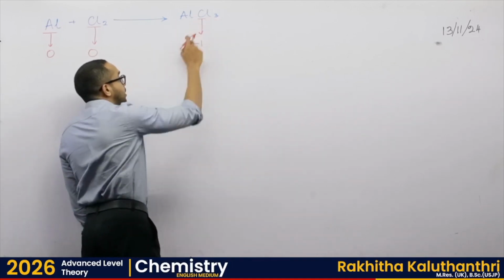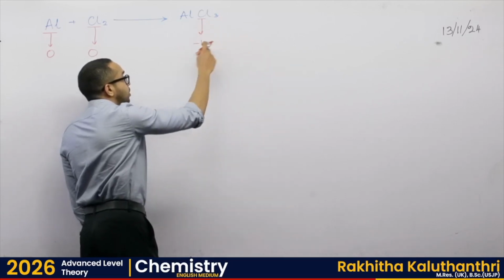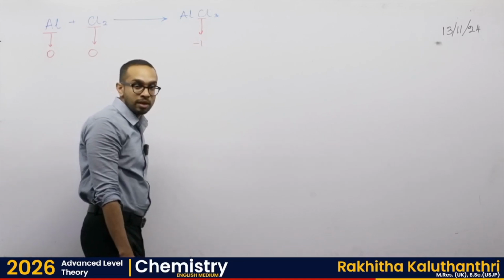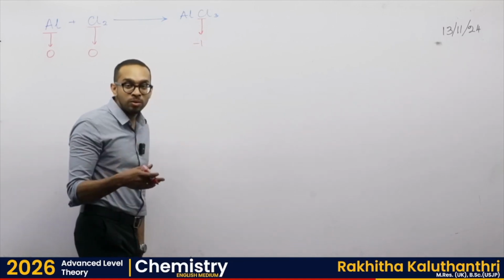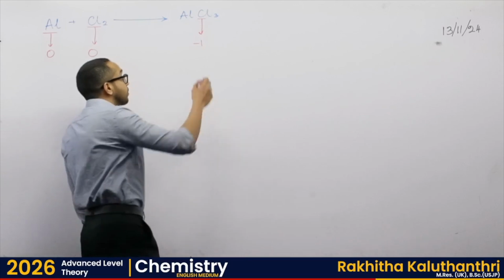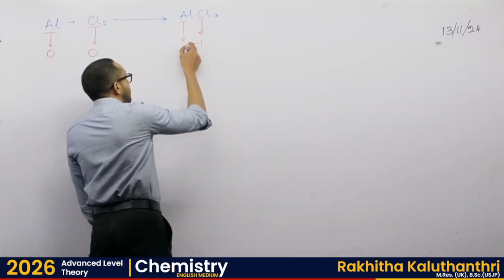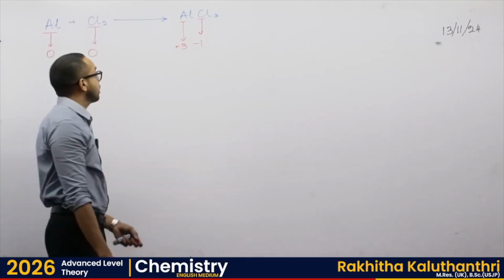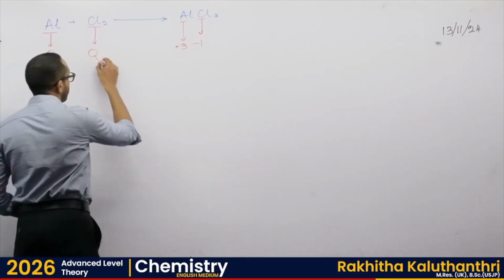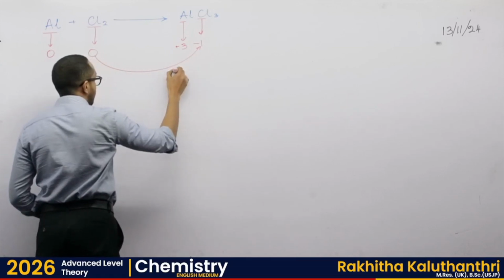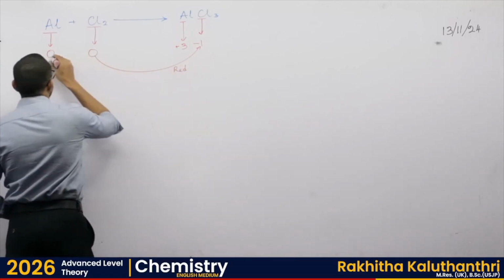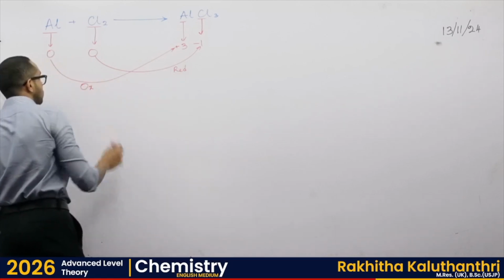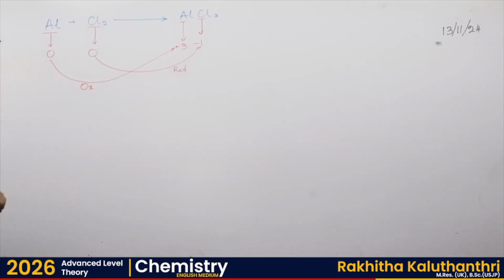X plus -1 into 3 equals 0. That means X plus -3 equals 0, so X is equal to +3. So X, in the sense of aluminium, is equal to +3. Is that clear? Now chlorine has become -1, which is a reduction. Aluminium has become +3, which is an oxidation. Okay.